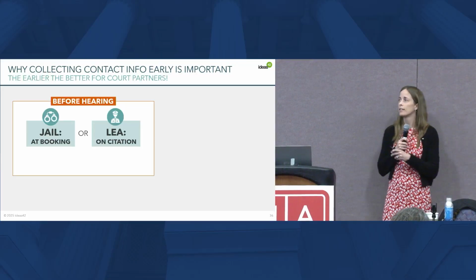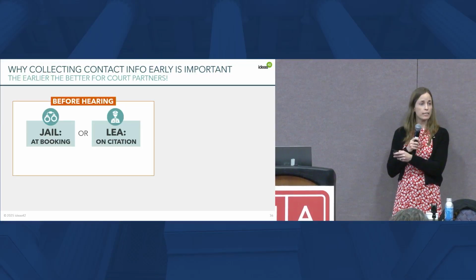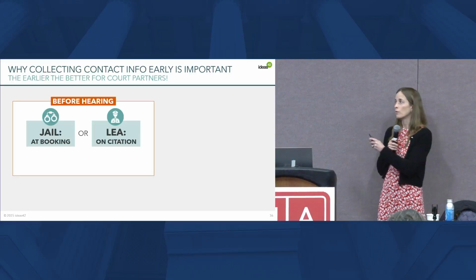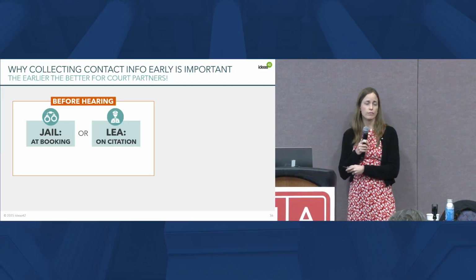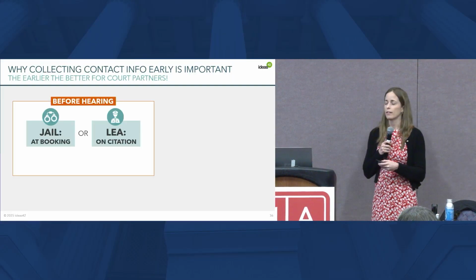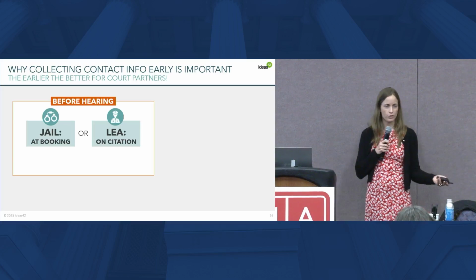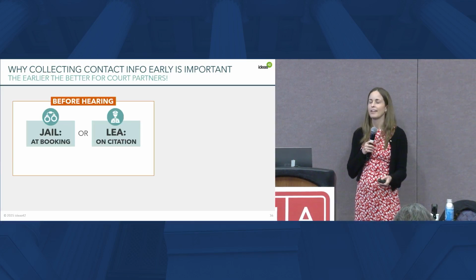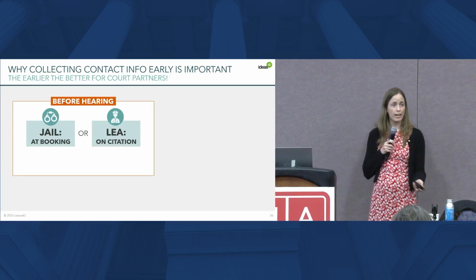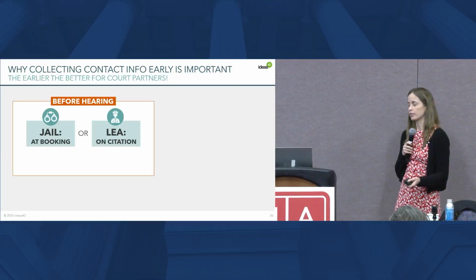First, you can look at the release or bond forms given at the jail or the citation and see if it has a field for a phone number. If it doesn't, then figure out who's in charge of that form and go talk to them. You might be able to convince them to add the phone number field, which we've been able to do in a lot of places.